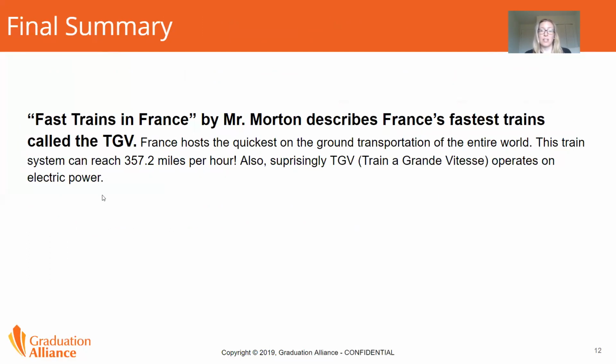France hosts the quickest on-the-ground transportation of the entire world. This train system can reach 357.2 miles per hour. Also, surprisingly, TGV, train à grande vitesse, operates on electric power. And I think perhaps I would say operates on electricity instead of electric power, just so that I'm not taking any of the article's words and I'm writing everything in my own words. All right, I hope this mini lesson helped you summarize.